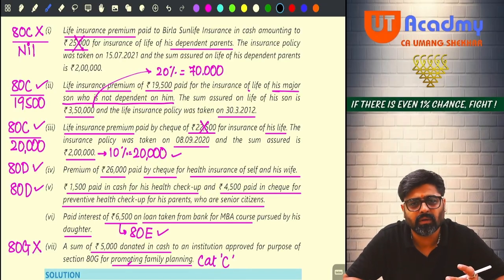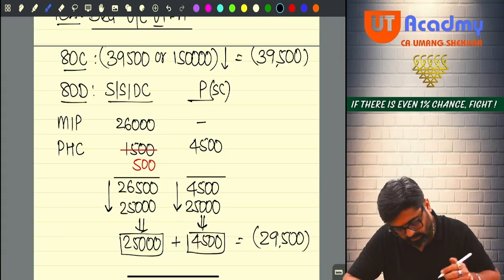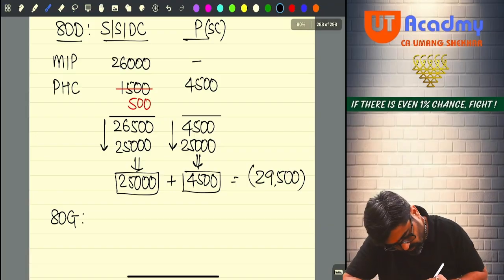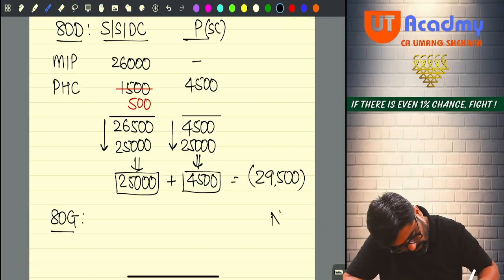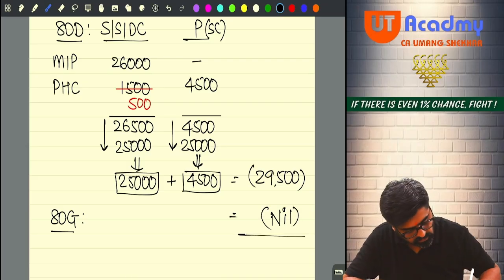Easy, no? Now see, after 80D, 80G is also there. You will write 80G and you will write nil. And why did you not take the deduction? You are just supposed to give a note. Okay? Can you total?